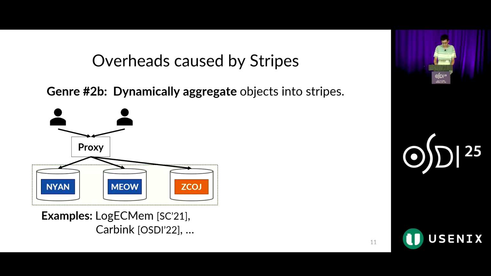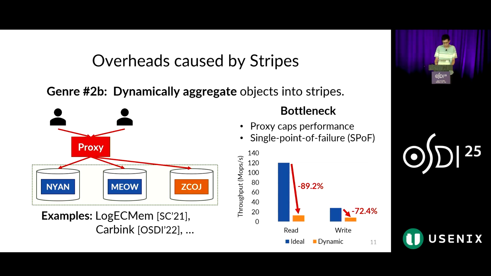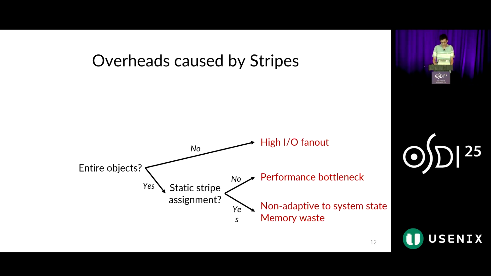Finally, some systems dynamically assign objects to stripes. Usually, there is a proxy that intercepts all client requests and makes centralized decisions. However, the proxy can be a performance bottleneck and a single point of failure. In summary, no matter which approach we take, there are always some significant overheads. However, the root cause of all these problems is the stripe concept itself. Abandoning the stripe concept will eliminate these overheads.